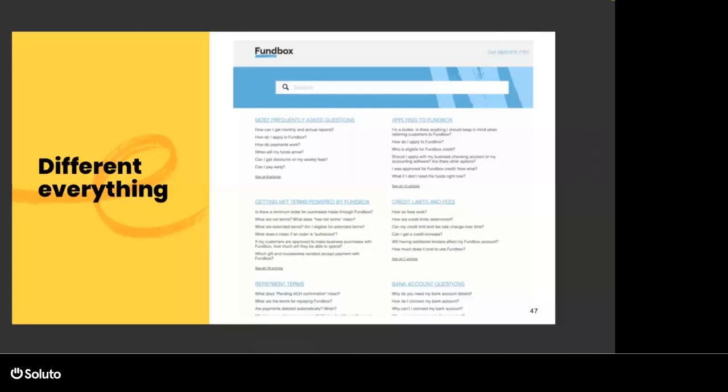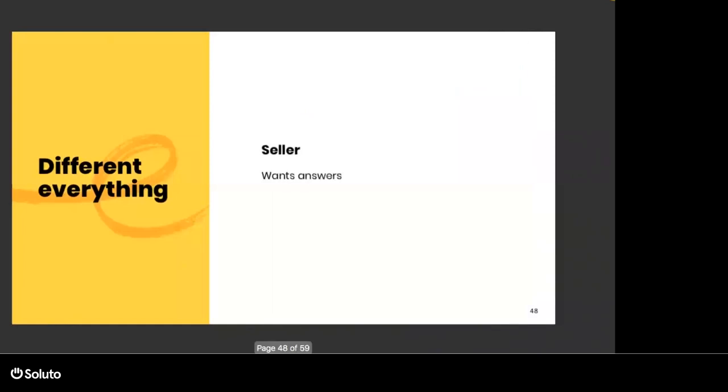You're going to have situations you can't get out of, however, where they have different everything, different terminology, different pain. There's just simply no way to combine them. And a great example is our Knowledgebase. This is our help center, all of our FAQs. We have sellers who want answers, buyers who want answers, and we have credit product users who want answers.